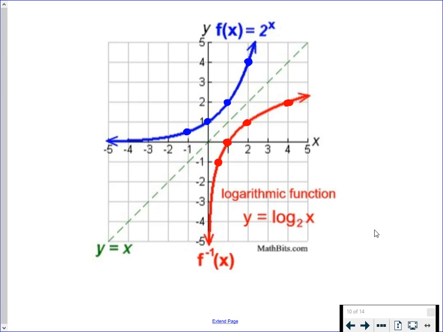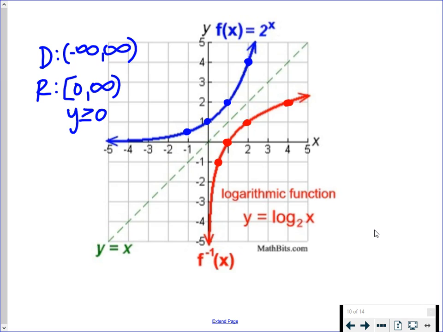So let's talk about the domain real quick from yesterday. This is going to keep going this way, and this is going to keep going that way. So my domain is all real numbers. But my range, we said there was what at 0? Asymptote. So our range is from 0 to infinity. We can either write 0 to infinity, or we can put that y is greater than or equal to 0.